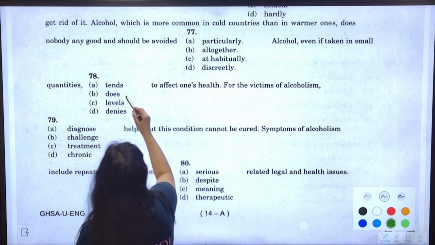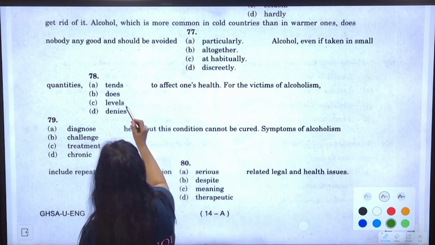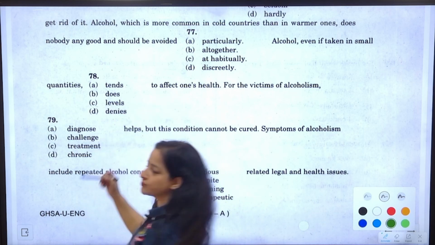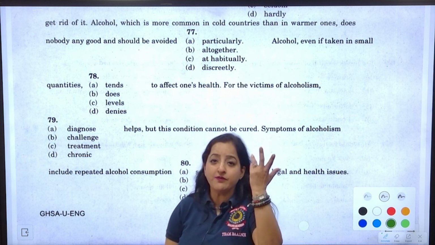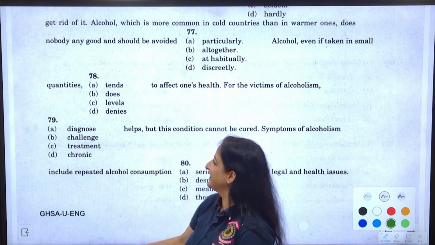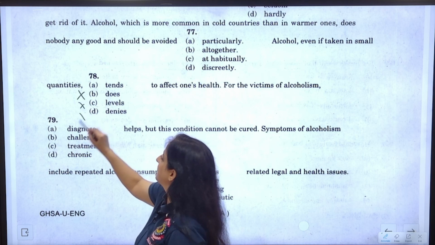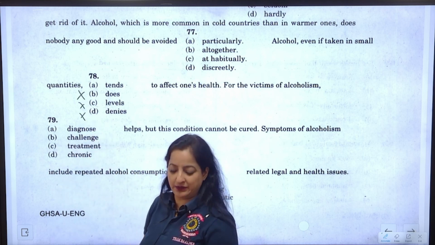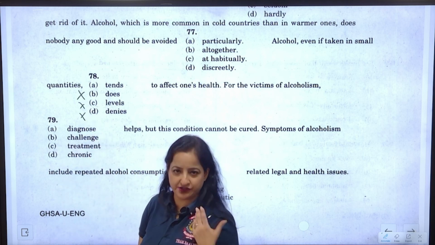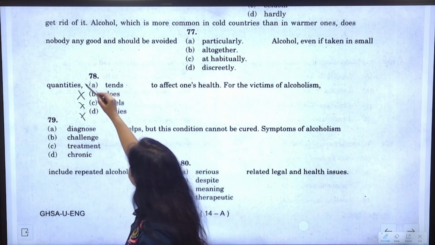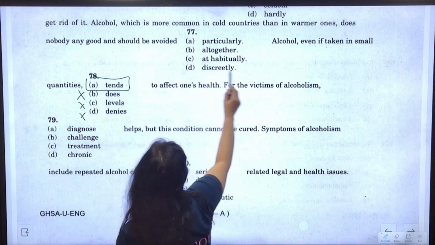Small quantities tends to affect, does to affect, levels to affect, denies to affect. Sunne mein bhi kaun sa achha laga? These three are grammatically wrong. Even meaningfully they are wrong. I mean, in the sense of the meaning they are wrong. This one is the correct answer.